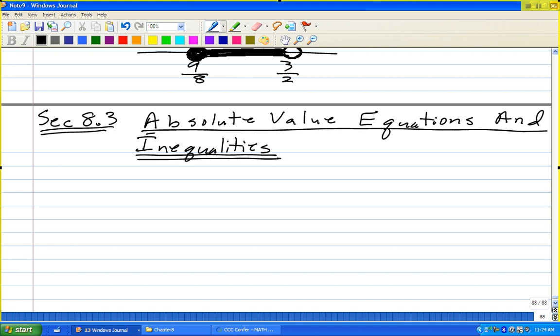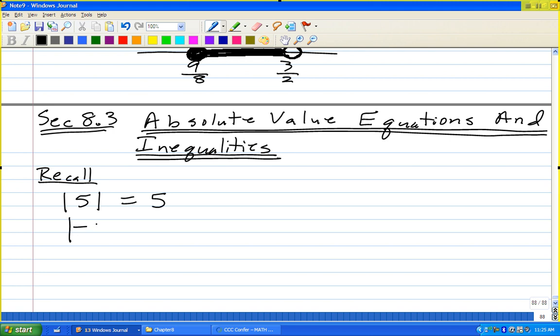So first, recall the absolute value of 5 is 5. The absolute value of negative 5 is also 5. Therefore, if I wanted to solve the equation, the absolute value of x equaling 5, then that would say that x is either equal to positive 5 or negative 5.